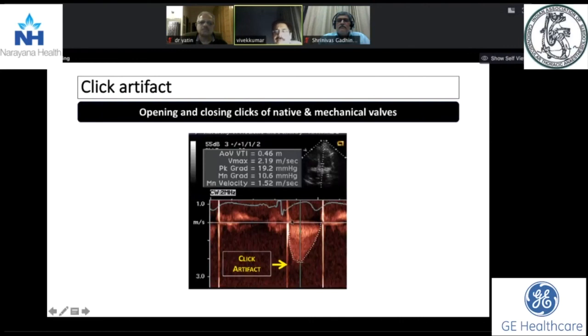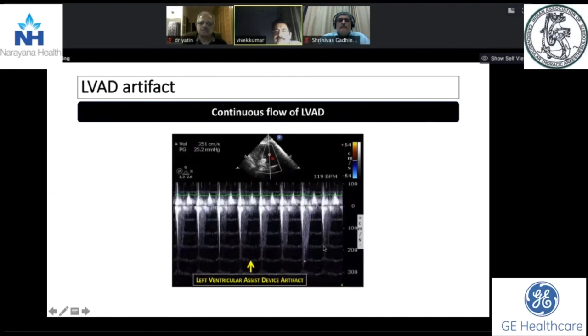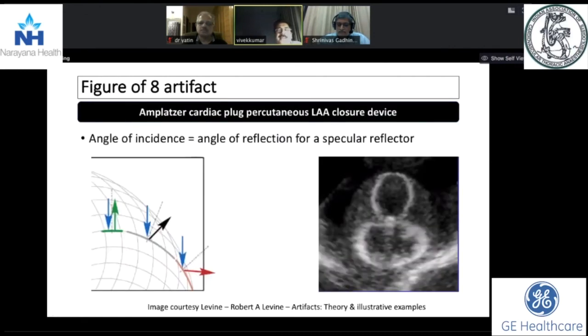Again, we have some artifacts. We all see click artifacts, opening and closing of native and prosthetic valves. And this is once in a while when we put an LVAD, and when there is a continuous flow, you will see these beams of continuous flow. You can't do anything for it except turning off the LVAD, which is not possible. And then there is a figure of 8 artifact. This is more from the MCQ angle, and this is seen with the Amplatzer cardiac plug percutaneous LAA closure devices.